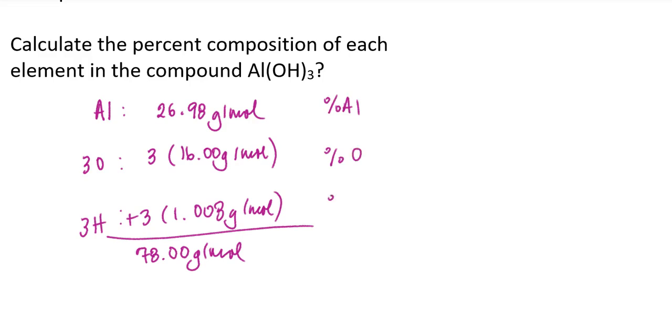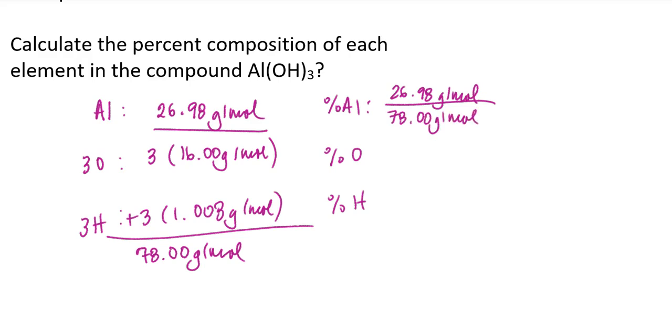And so if I wanted to figure out the percent composition, I have to determine the percent of each element present in the compound. And the way that I do that is I take the individual molar mass for each element as it exists within the compound and then divide by the total molar mass of the compound. So for example, if I wanted to calculate the percent of aluminum, that would be 26.98 grams per mole, and I'm going to divide that by 78 grams per mole and multiply that by 100.